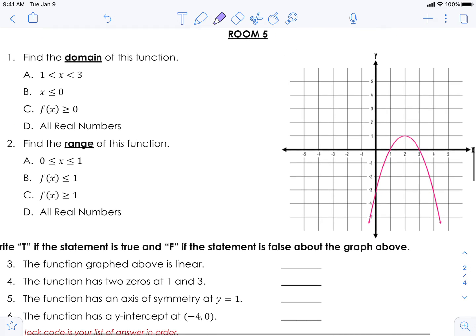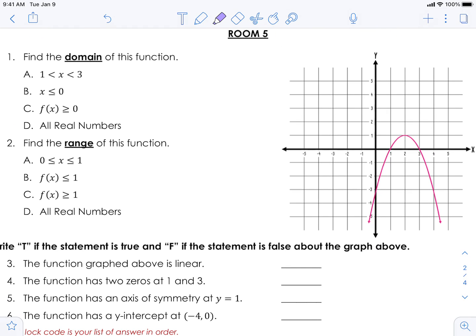Looking at the next one, going back to talking about the key features of a quadratic function. So it says find the domain. Well, it does have arrows, which means it's going to keep opening left and right forever and ever, which makes our domain all real numbers. Okay, find the range of this function. Well, range talks about the y values, so we know we can eliminate answer choice A, and it's not going up and down forever, so we can eliminate all real numbers.